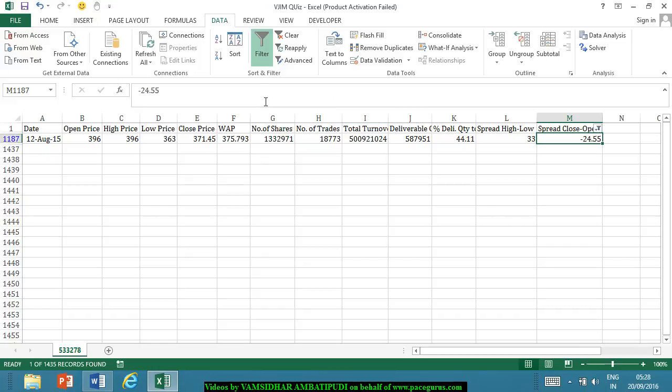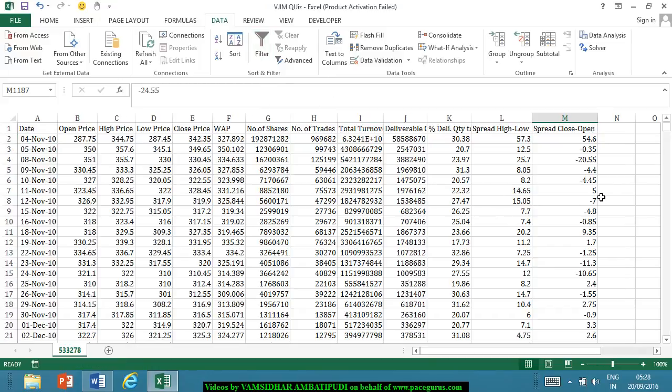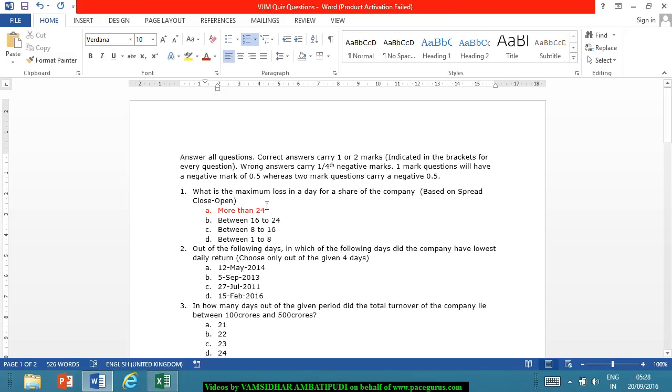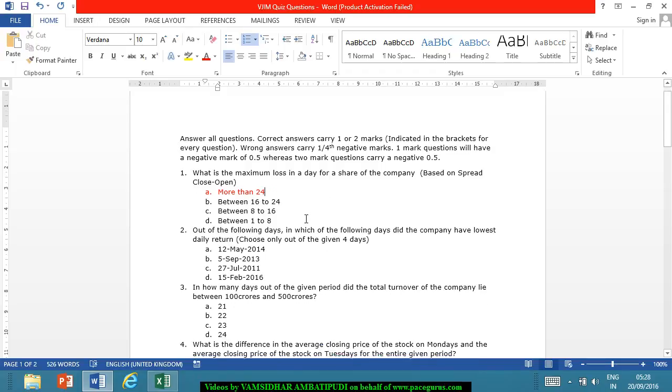There are multiple ways of doing the same. I could have found out the minimum value as well using the min function. And that also could have given me the same thing, minus 24.55, which is more than 24. So I can mark this one as the answer.